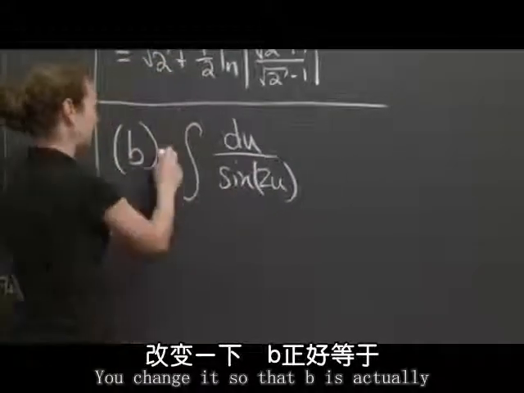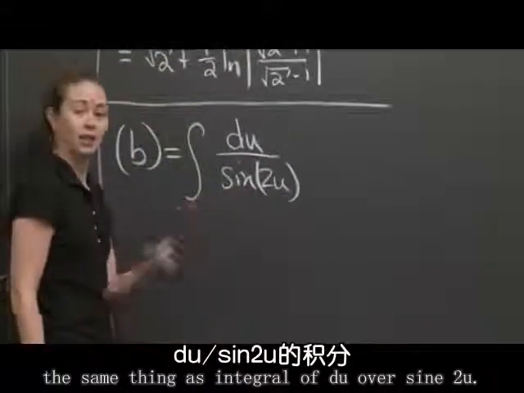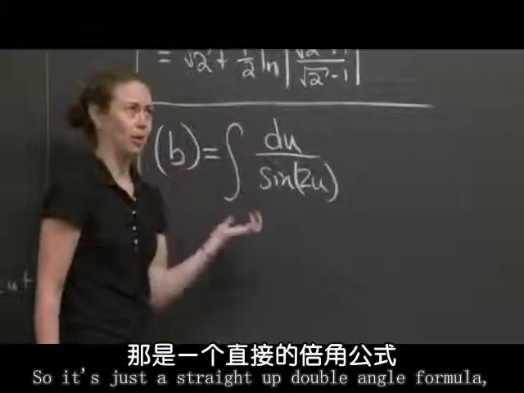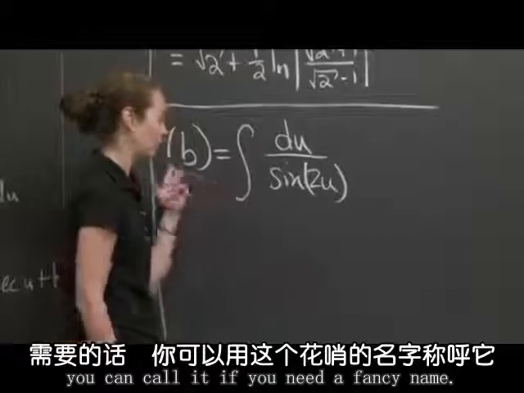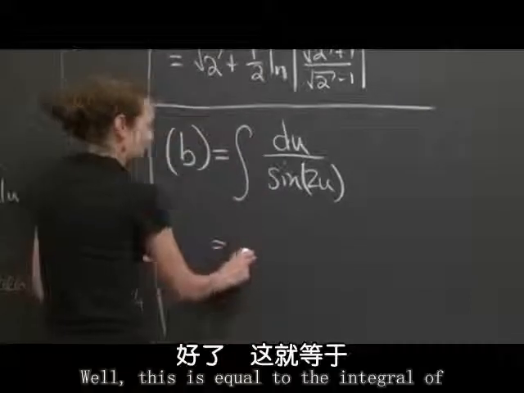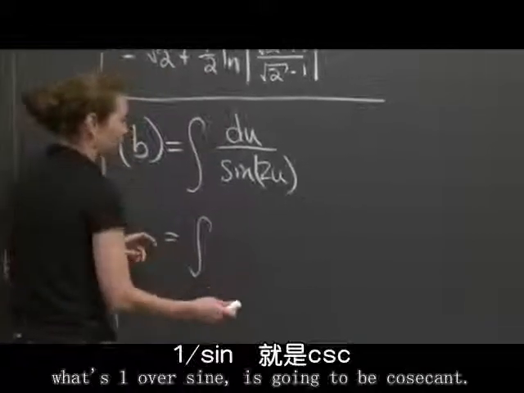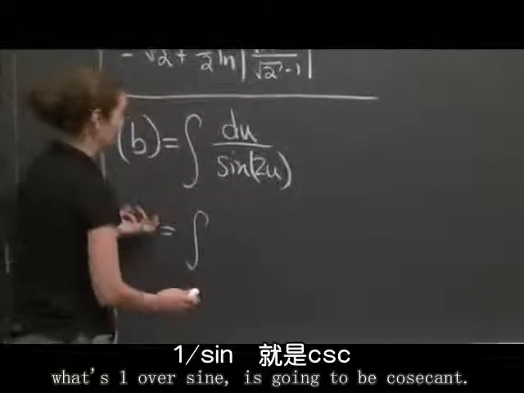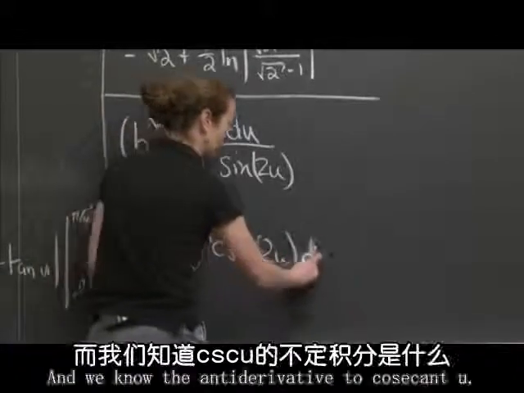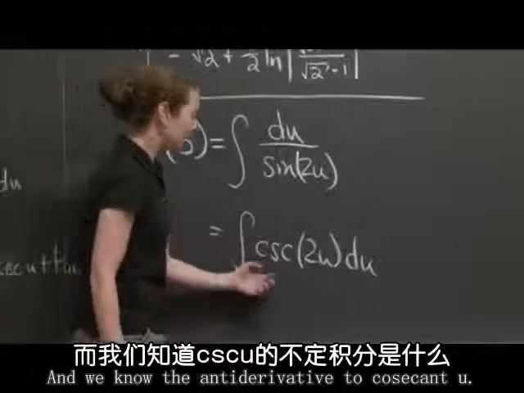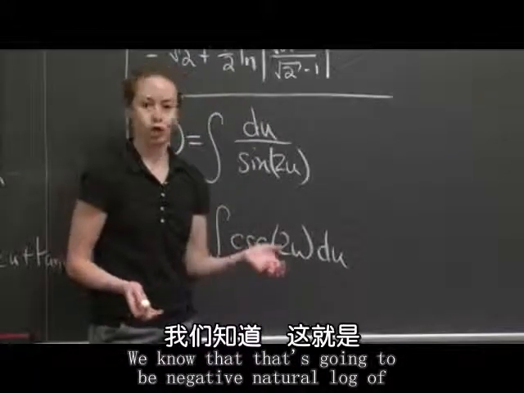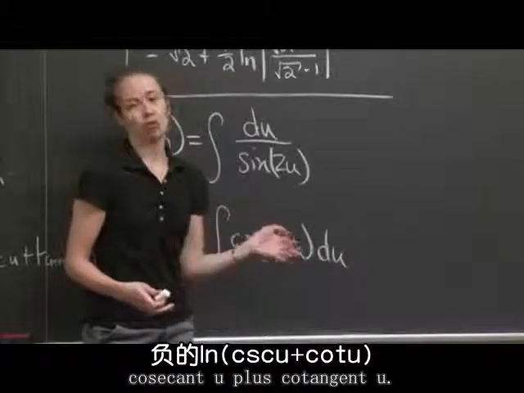You change it so that it's actually the same thing as the integral of du over sine 2u. So it's just a straight up double angle formula, you can call it, if you need a fancy name. And now what is this? Well, this is equal to the integral of, what's 1 over sine, it's going to be cosecant 2u du. And we know the antiderivative of cosecant u. We know that that's going to be negative natural log of cosecant u plus cotangent u.